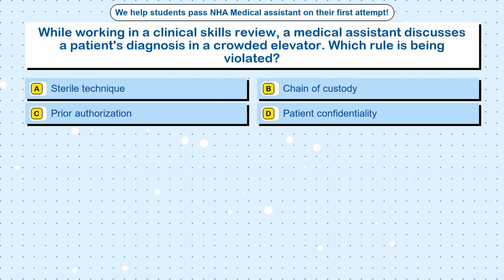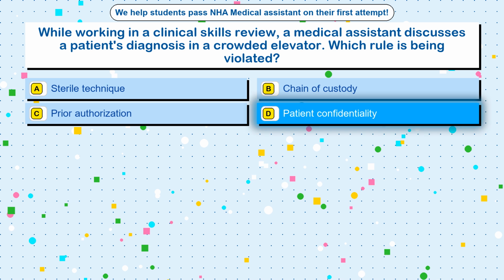Question 68. While working in a clinical skills review, a medical assistant discusses a patient's diagnosis in a crowded elevator. Which rule is being violated? Option A, sterile technique. Option B, chain of custody. Option C, prior authorization. Option D, patient confidentiality. The correct answer is option D, patient confidentiality.